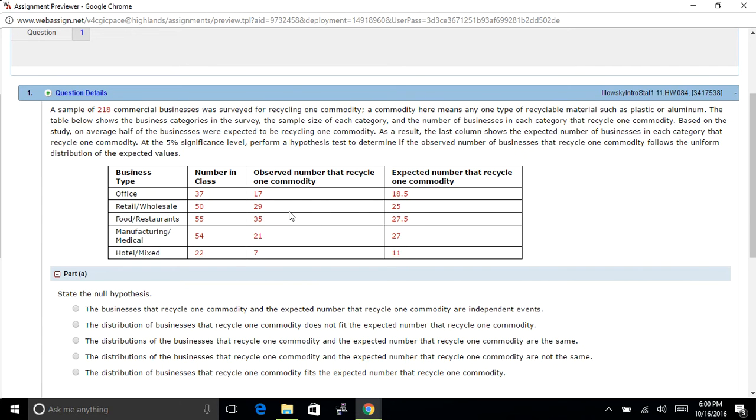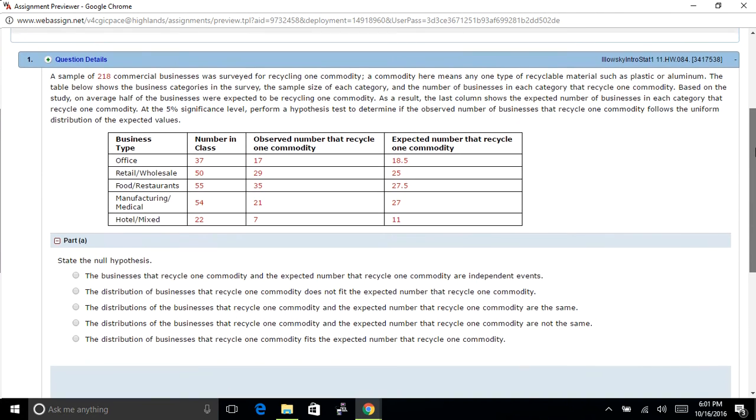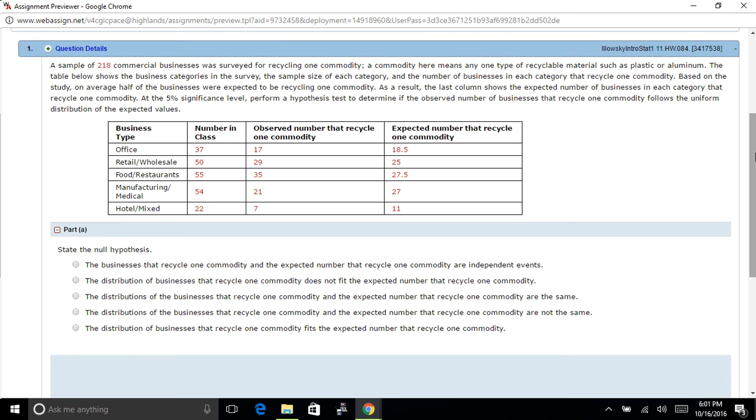For chi-squared, the observed and the expected are the most important to me. I really need those to look at so I can compare to see if the observed is similar to the expected. So down here, it wants to know the hypotheses. So if we go up here, it says, determine if the observed number of businesses that recycle one commodity follow the uniform distribution of the expected values.